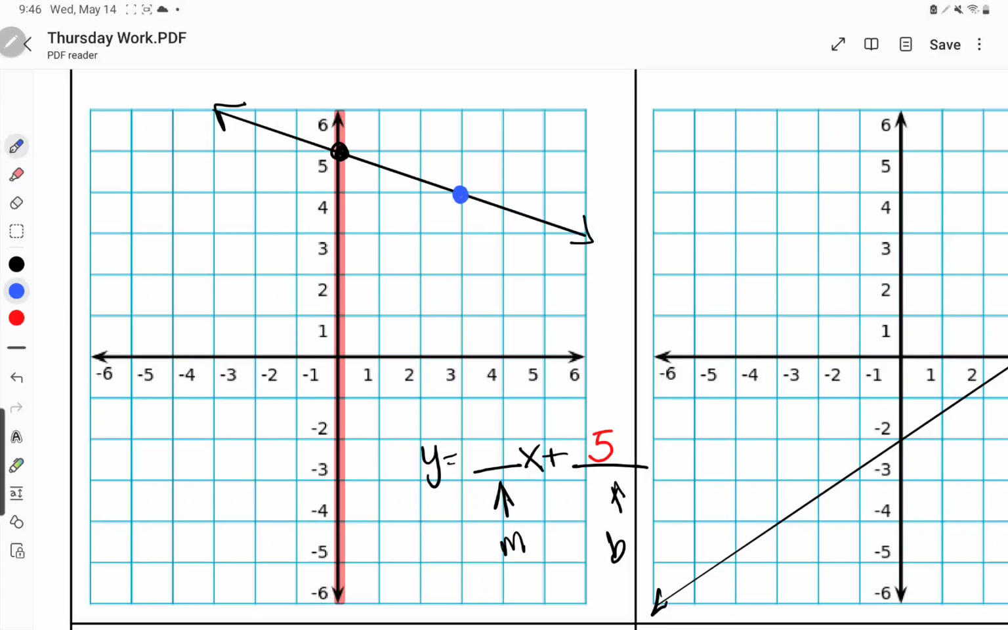Which direction do we always try to go? We always try to go to the right. So I'm going to go to the right. And then from there, do I have to go up or down? I'm going to go down.